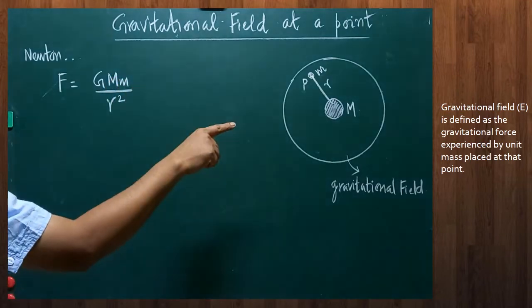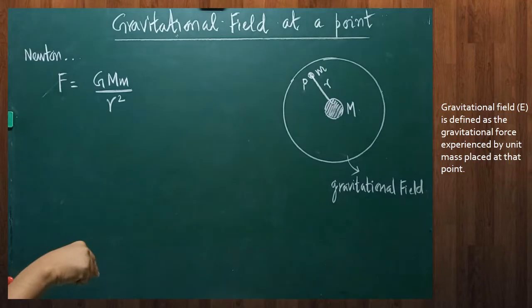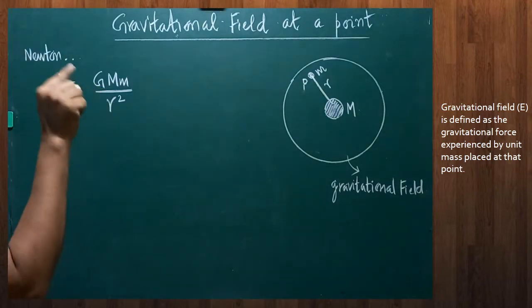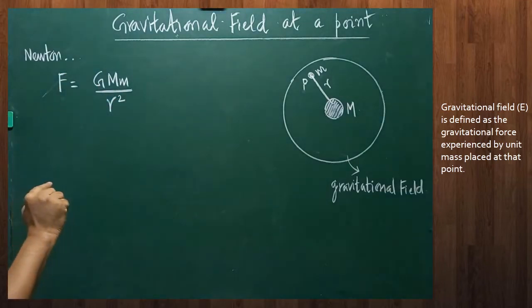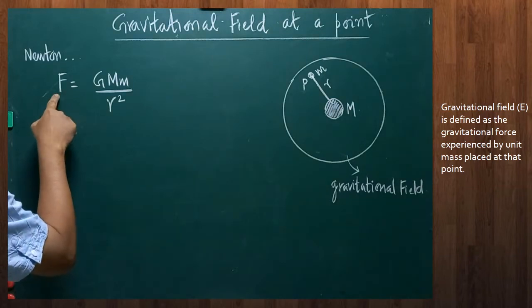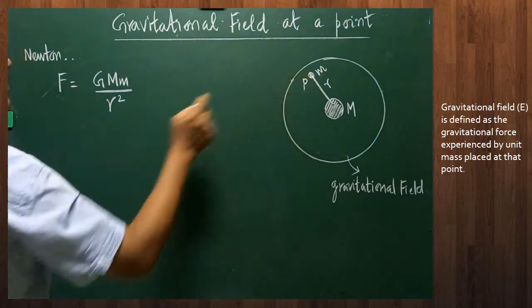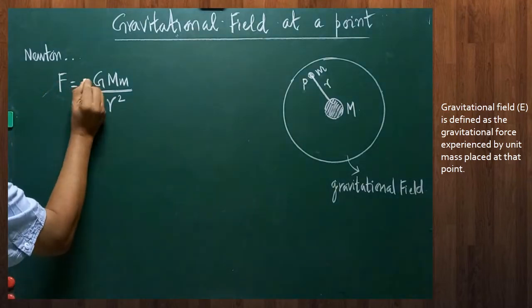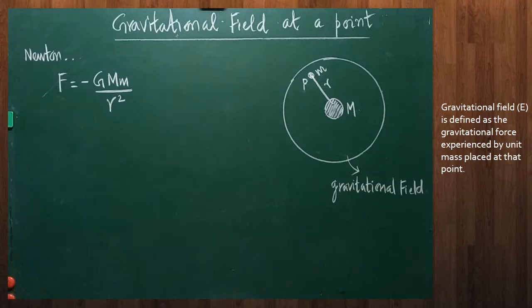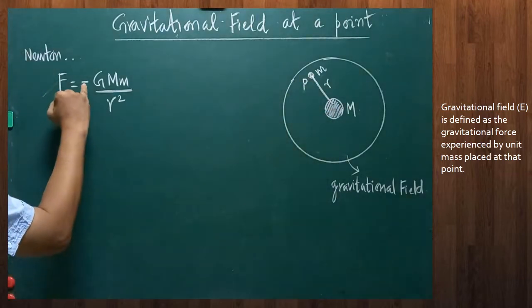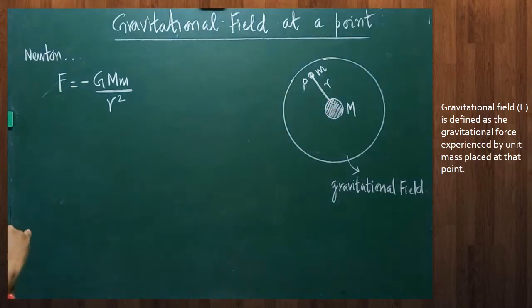The bigger one also exerts the gravitational force on the smaller one, and the smaller one also exerts the gravitational force on the bigger one. Are you clear? Now this force is nothing but the force exerted by M on small m. So in that manner we have to take it. Here we have to write one negative symbol also. Why the negative sign? Because the smaller mass is attracted by the bigger mass. For that purpose alone we have introduced the negative symbol.